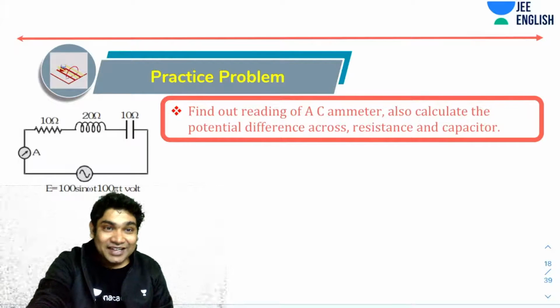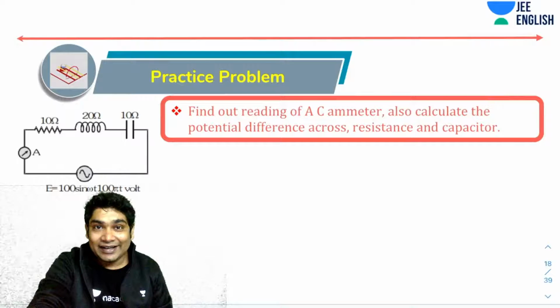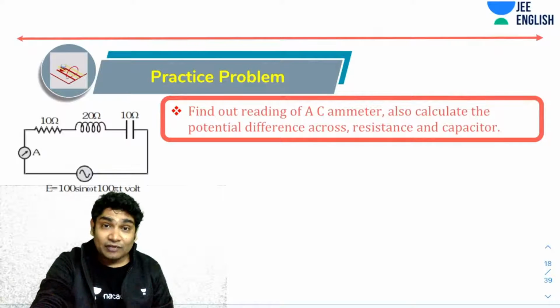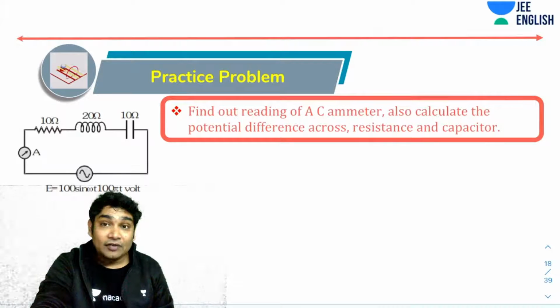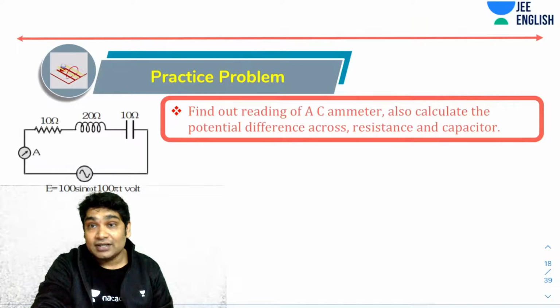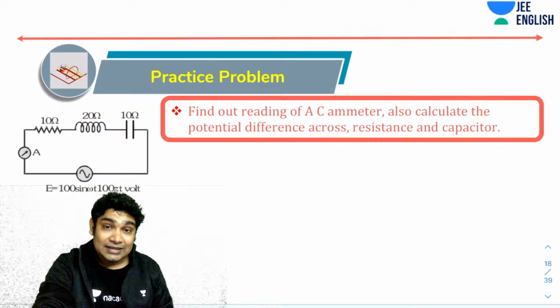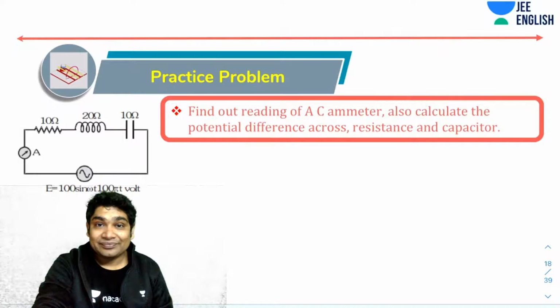Yes, 5 was the correct answer. Okay, guys, well done. So let's move on to the next one then. So here you have to first find out the AC ammeter reading, and then you have to calculate the potential difference across the resistor and the capacitor, if voltmeters were connected across the resistor and the capacitor. That is what you have to find out.